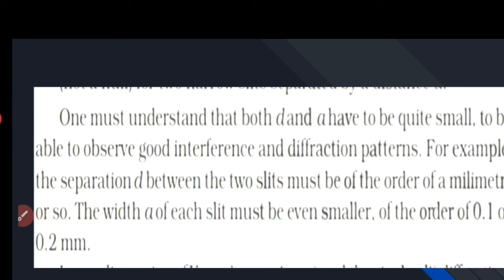To conclude, to obtain a good interference and diffraction pattern, we should keep a and d very small. a means the width of the slit and d the separation between the two slits. For example, the distance d between two slits should be of the order of a millimeter, so 1 millimeter or 1.5 millimeter. The width of the slit should be even smaller than that, of the order of 0.1 millimeter or 0.2 millimeter. This should be the actual range of values for d and a to observe a good interference or diffraction pattern.